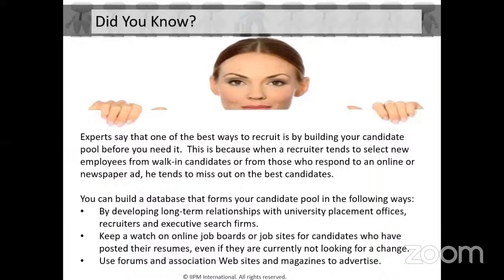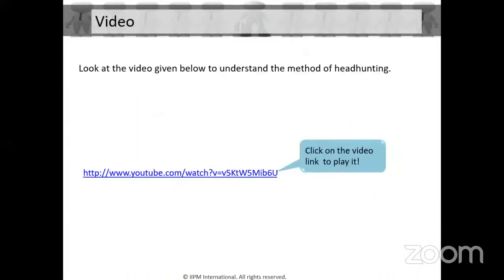Okay, so secondly, keep a watch on online job boards or job sites for candidates who have posted their resumes, even if they are currently not looking for any change. Use forums and association websites and magazines to also advertise.